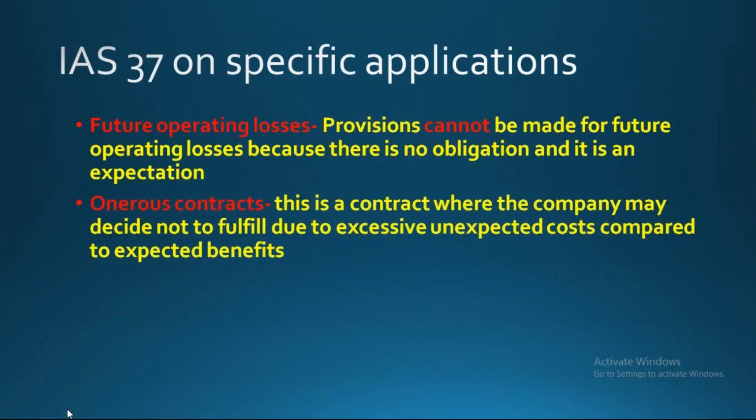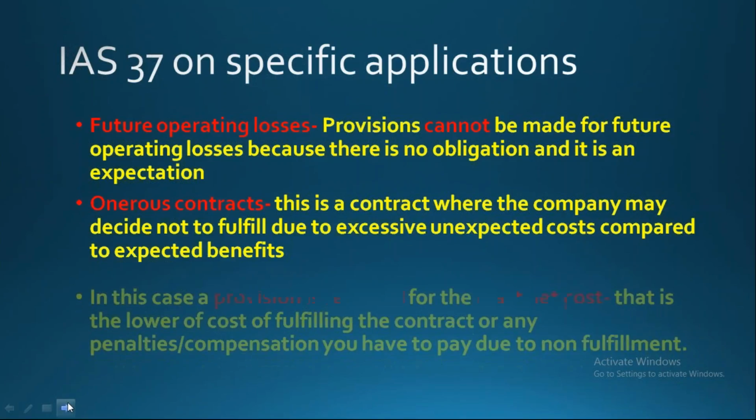Onerous contract. So what is that? This is a contract the company may decide not to fulfill due to excessive unexpected cost compared to the expected benefit. So this is a kind of contract with a burden. You have already signed the agreement and you want to do a building for another client. And you might find, after doing it for 6 months, that if you try to do this building, you are going to end up with a huge loss for your company, right? Compared to the benefits you can get, the losses are going to be very huge. This kind of contract, we call an onerous contract.